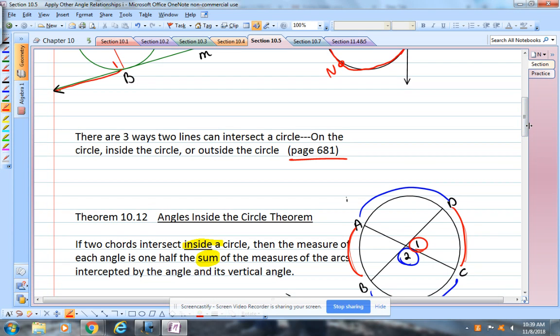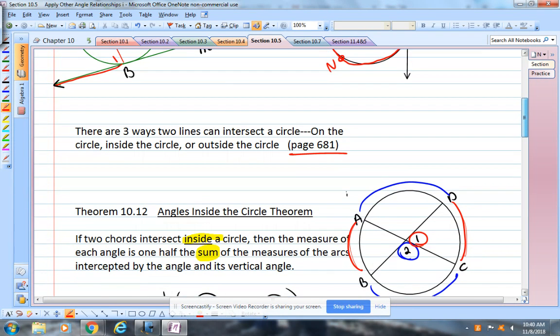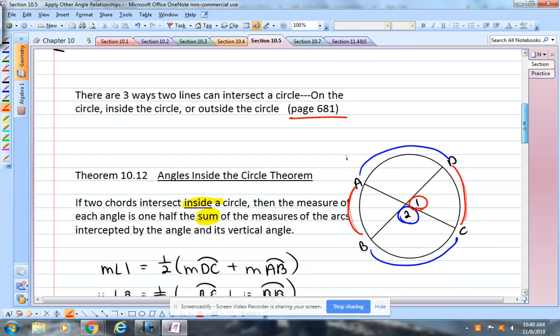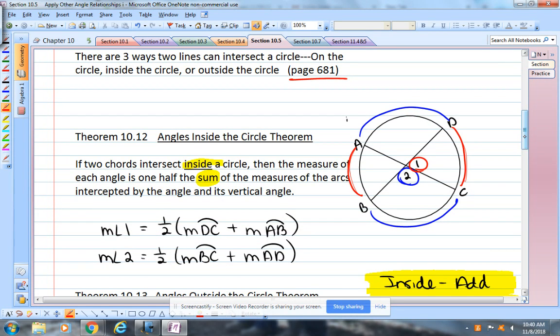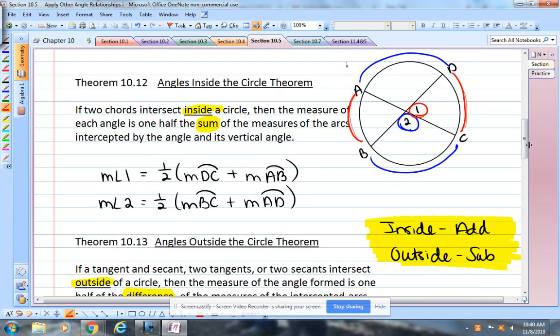There are 3 ways that lines can intersect on a circle. They can intersect inside the circle, outside the circle, or on the circle. If they intersect on the circle, you usually have a tangent, and there are pictures of that on page 681. But we're going to basically talk about inside and outside. So I'm going to hush for a second and let y'all write that down.